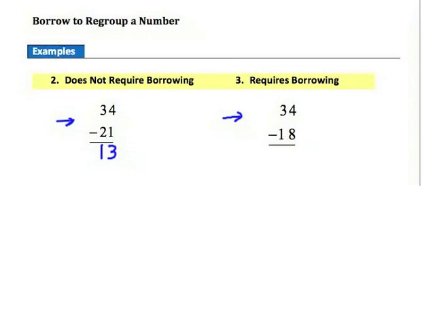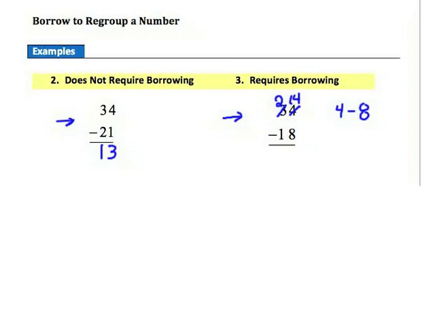In example 3, I'm going to need to borrow to perform this subtraction. If I take a look at the ones column, I cannot subtract 8 from 4. I'm trying to take away more than I'm starting with. So what I'm going to need to do is come over to the tens place, the 3, and borrow from the 3. I'm going to borrow 1 from the 3, which makes that a 2. Now, that 1 that I borrowed is actually a 10. So when I add it to the 4, I'm adding 10 to 4, which is going to make it 14.